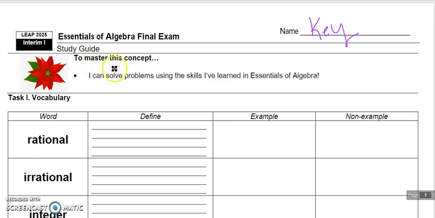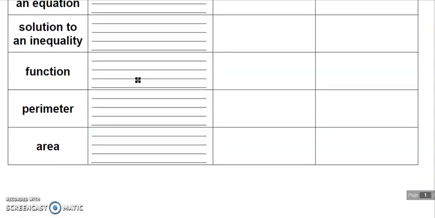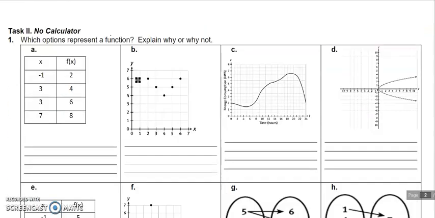This is the Essentials of Algebra Final Exam Study Guide. So the vocabulary, I'll skip it. I will refer back to it as we come to it within the math, but I do want to jump into the math with you.